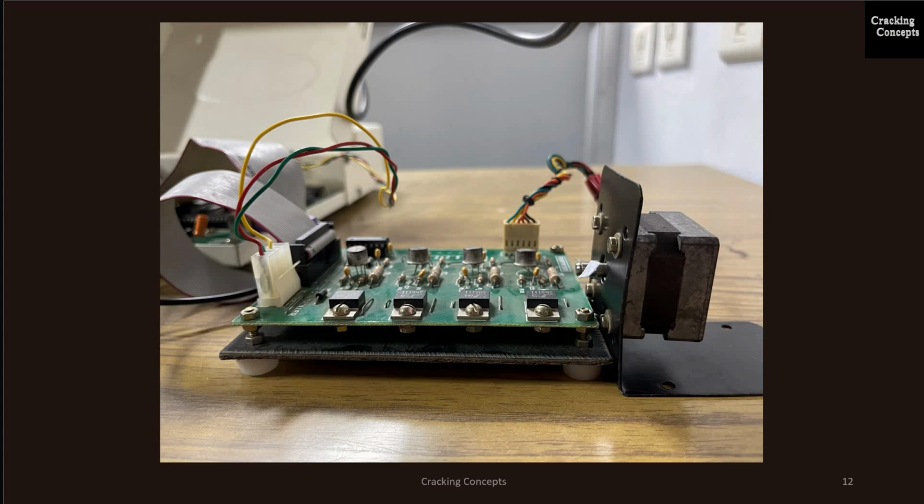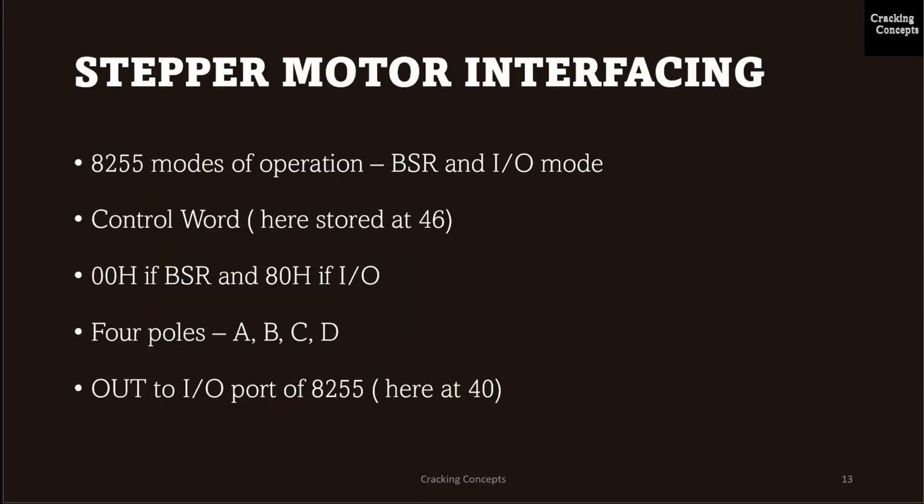Now talking about 8255, it has two modes of operation, which is BSR mode, which is bit set reset mode, and IO mode, also known as input output mode. Now this mode is determined by the control word register, and in the program we will be seeing this control word will be stored at the location 46H. The control word value will be 00 if it is BSR mode and 80 if it is IO mode. Now this stepper motor is an IO device, so the control word should be 80.